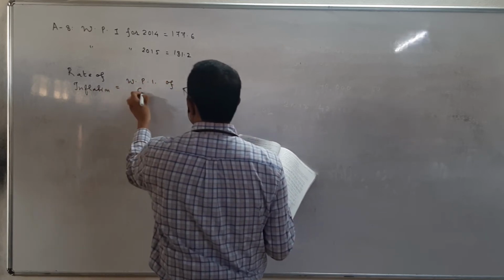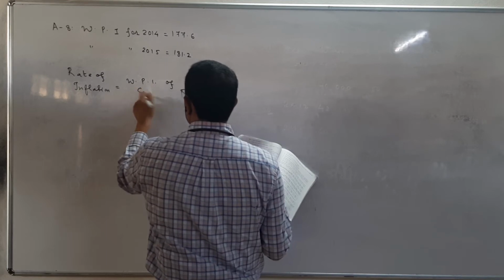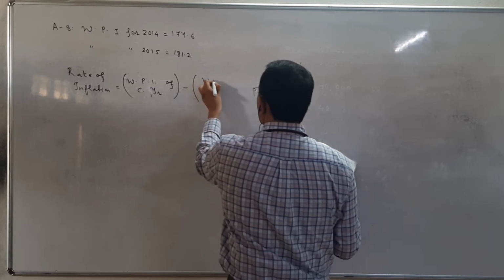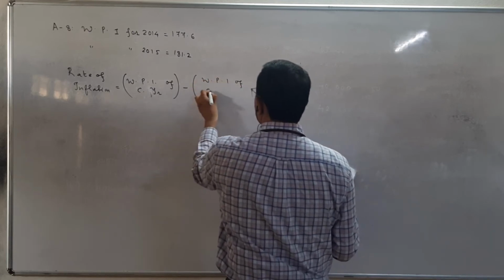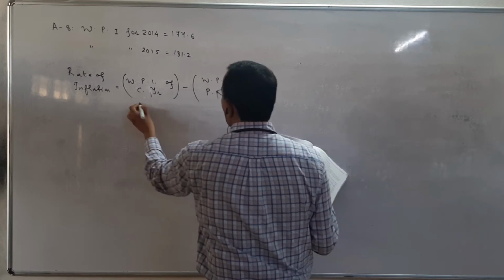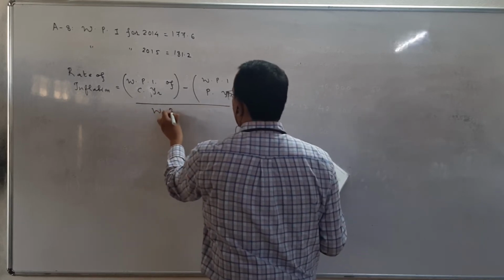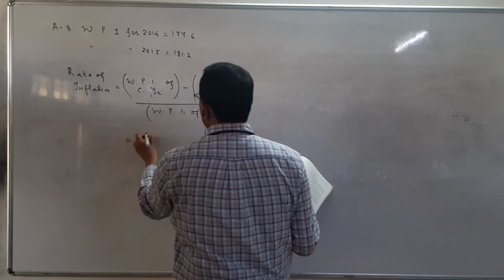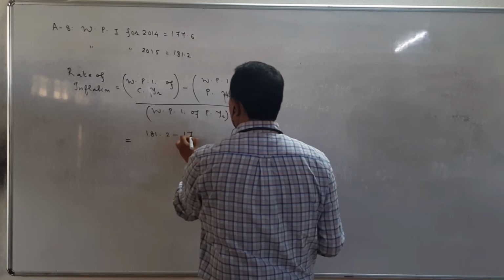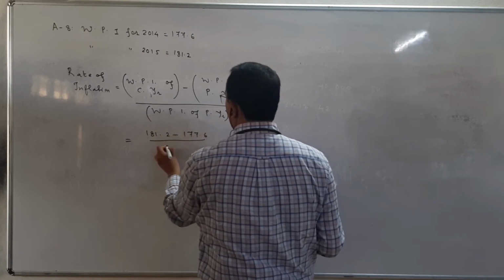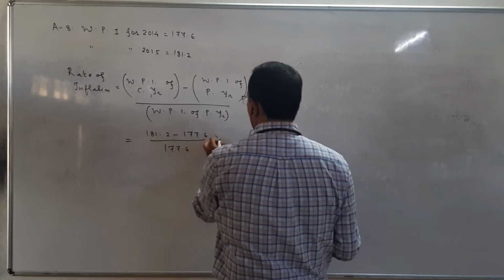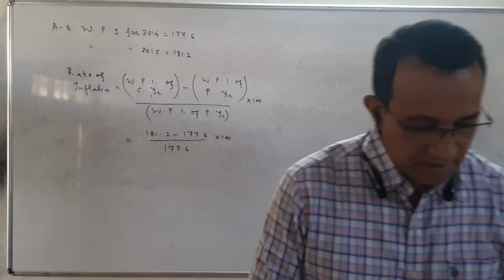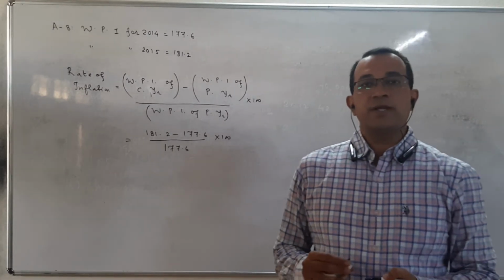WPI of current year minus WPI of preceding year upon WPI of preceding year. So this will be 181.2 minus 177.6 upon 177.6 into 100. Sorry students, in the formula also, if we want to express this in percentage, we have to multiply by 100.